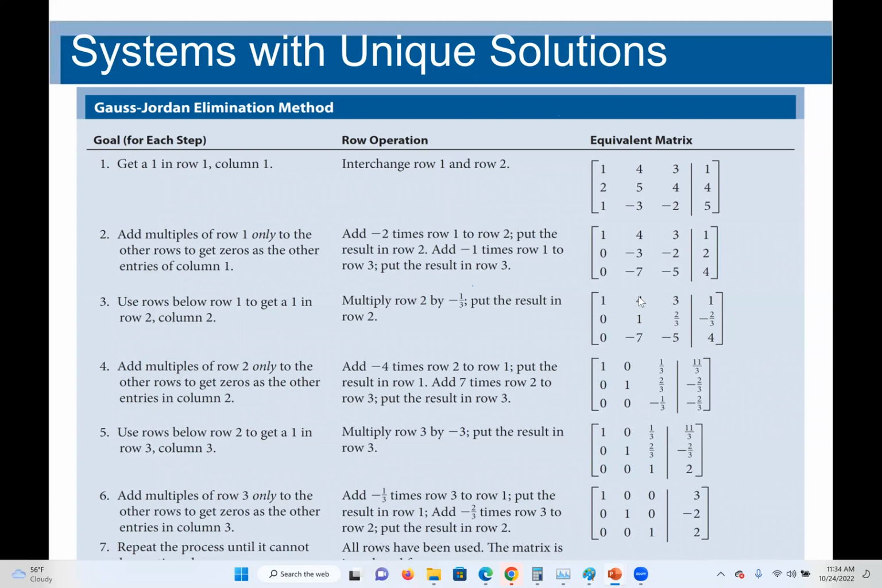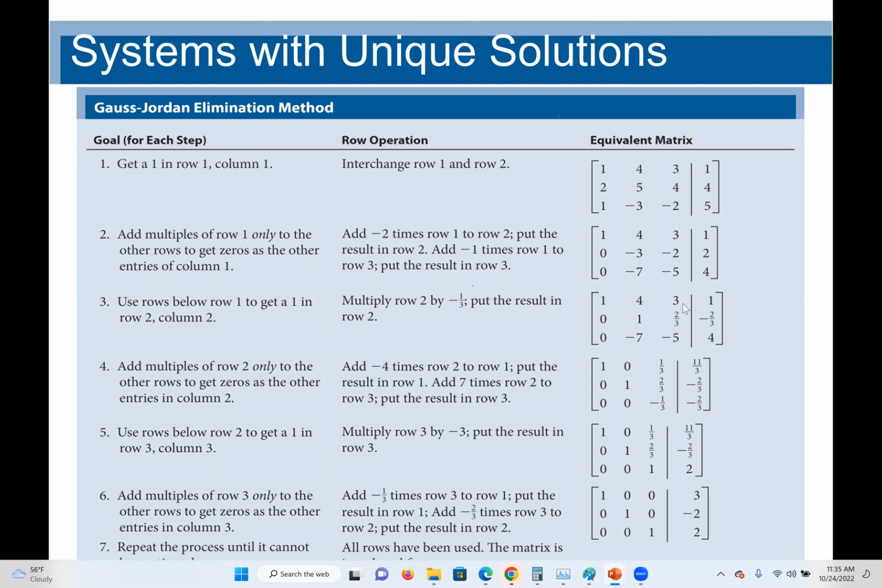How can I get 0 at 4? The easy way to do this, let me multiply the second row by -4 and add it to the first row. And let's see if that's what they did. Yeah, that's what they did here. Add -4 times row 2 to row 1, then put the result in row 1. So -4 times 1 is -4 plus 4, it becomes 0.